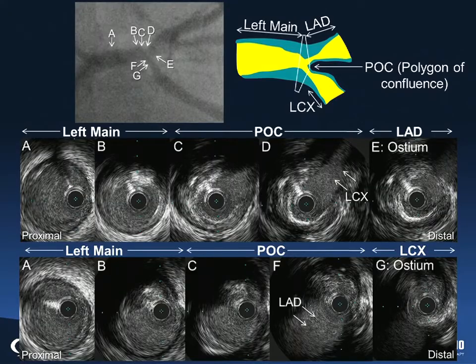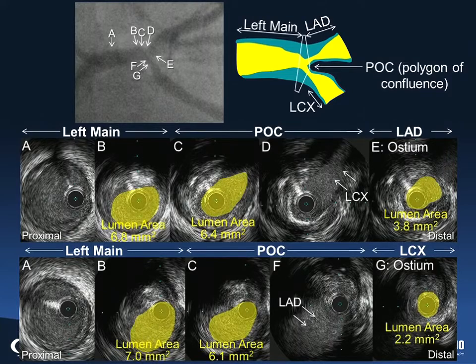These still frames summarize the two pullbacks. Note the lumen area measurements in yellow. Shown in panels B, the minimum lumen area in the distal left main was measured as 6.8 square millimeters in the LAD pullback and 7 square millimeters in the left circumflex pullback.